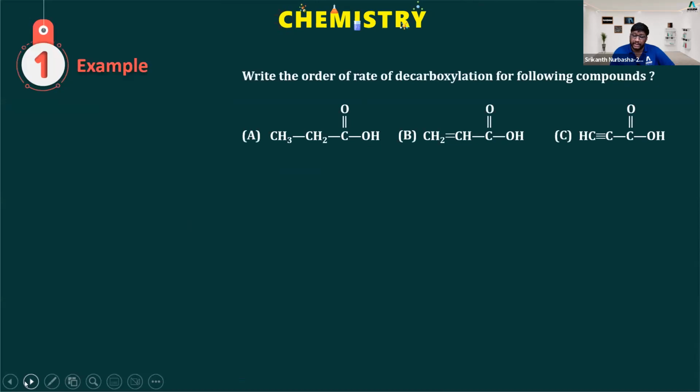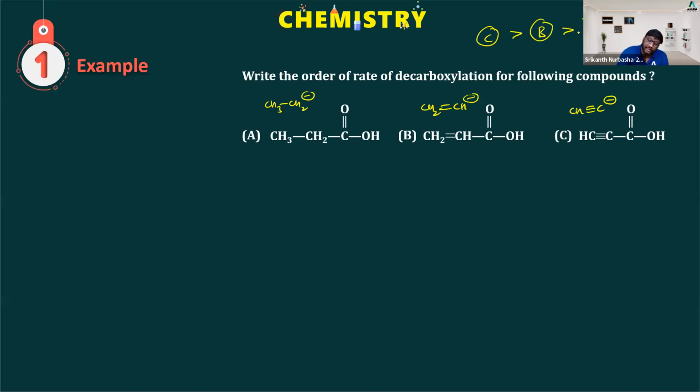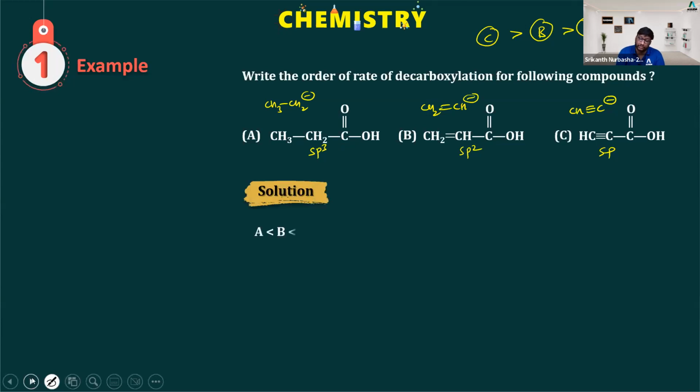Right, students, let us look at some examples. Write the order of rate of decarboxylation for the following compounds. In compound A you get CH3CH2 minus. In compound B you will get CH2=CH minus. In compound C you will get CH≡C minus. Which carbanion is more stable? C, then B, then A, because the negative charge is on a more electronegative, sp hybridized carbon. So CBA is the rate of decarboxylation for the respective carboxylic acids given to you.